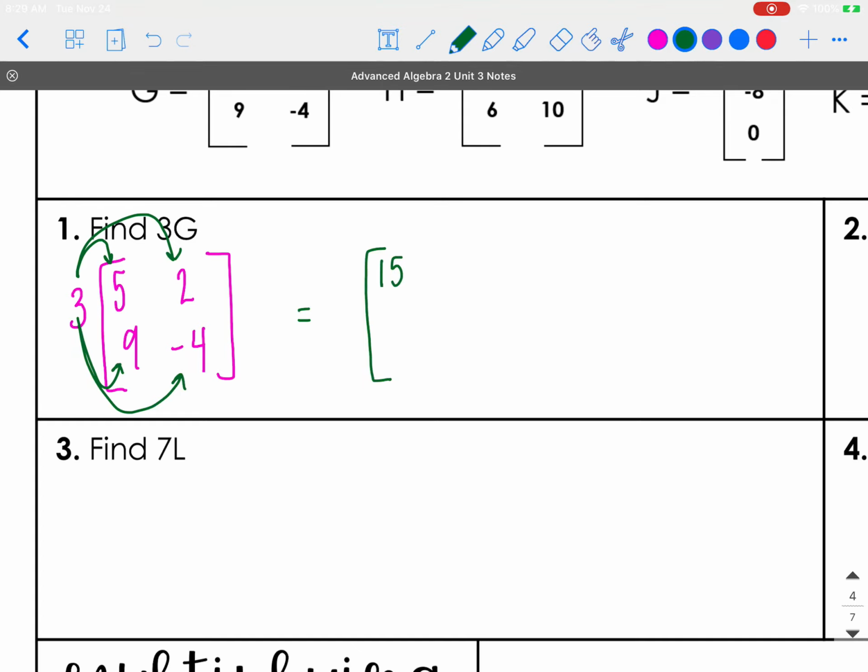3 times 5 is 15. 3 times 2 is 6. 3 times 9 is 27. 3 times -4 is -12.